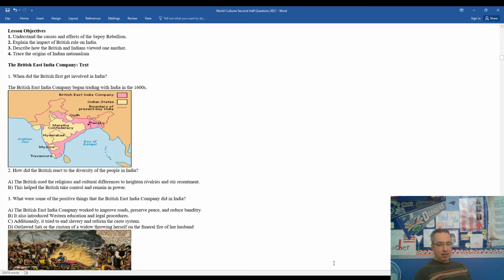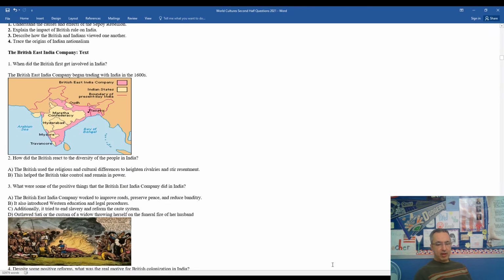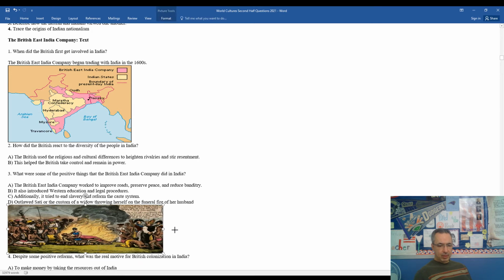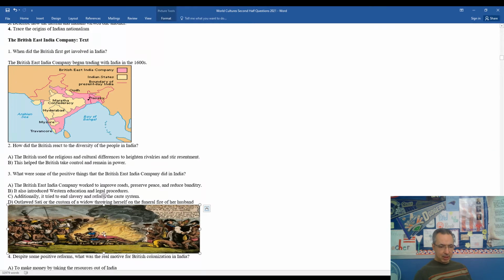They outlawed sati, or the custom of the widow throwing herself on the funeral fire of her husband. You can see the disturbing imagery here in this little drawing. These were people gathered around. It was the expectation that you create this fire at the funeral, and that the wife of the fallen husband would jump onto the fire and perish with her husband.